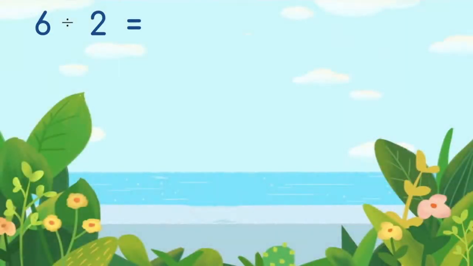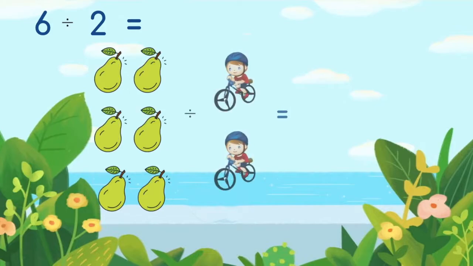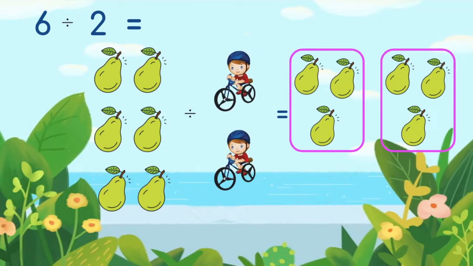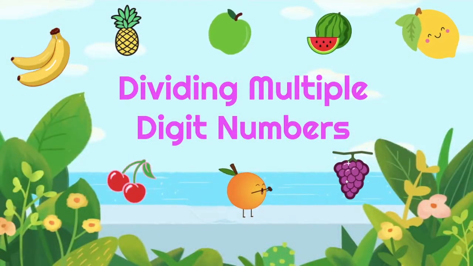Sure. This time, it's 6 divided by 2. If we have 6 pears and we need to divide them equally between 2 boys, how many pears will each one of them get? Let's count on. 1, 2, 3. 6 pears divided between 2 boys is equal to 3 pears. Good job! Now, let's proceed with dividing multiple-digit numbers.